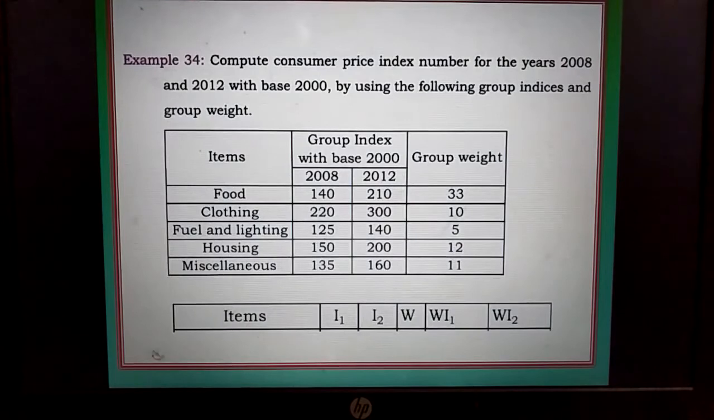Next question. Compute consumer price index number for the year 2008 and 2012. For 2 years we need to calculate with base year 2000. Such an example we had come across already in price index number calculation, students. The same application has to happen, but only the formula will be different here.